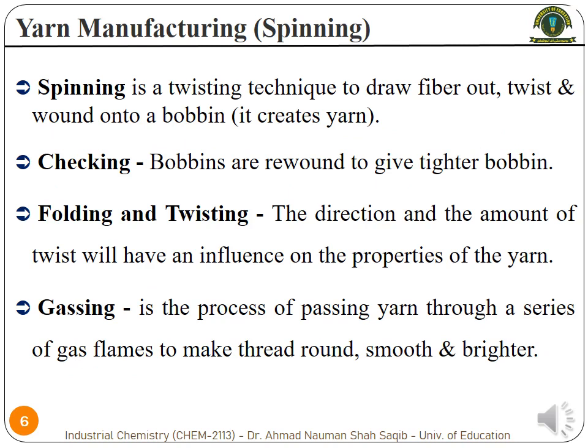So the next process is the manufacturing of yarn, and that actually involves the process of spinning. We know that spinning is a kind of twisting technique where fiber is drawn out, twisted and wound onto a bobbin.